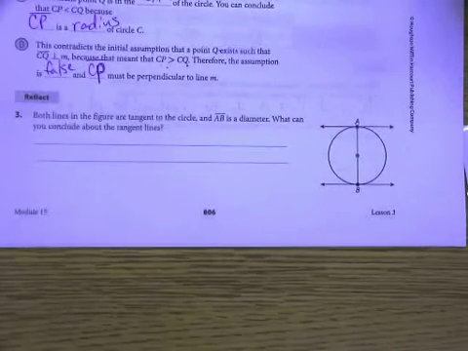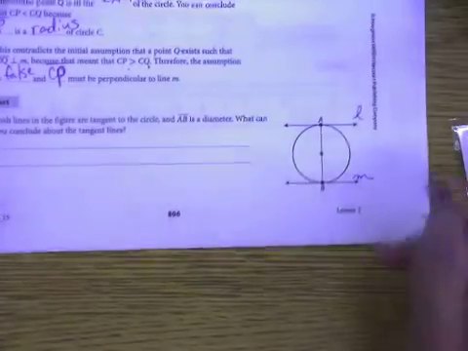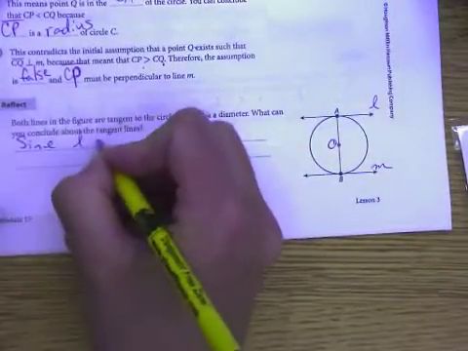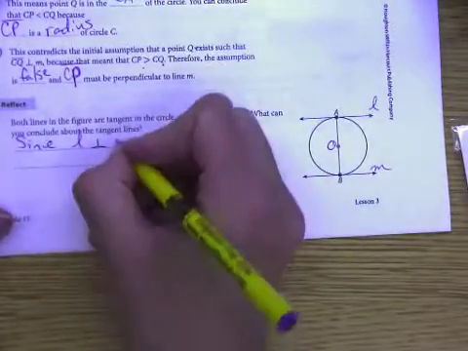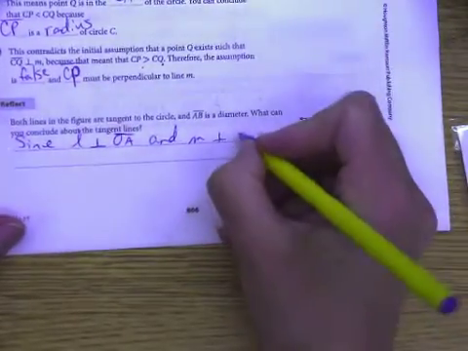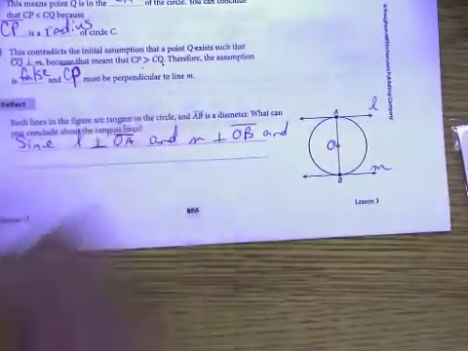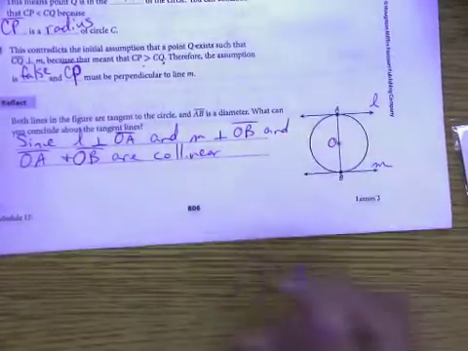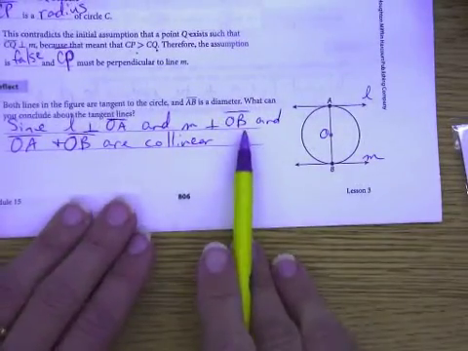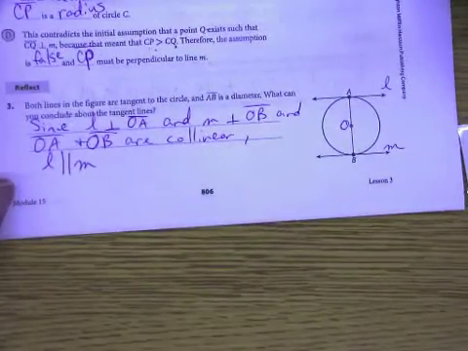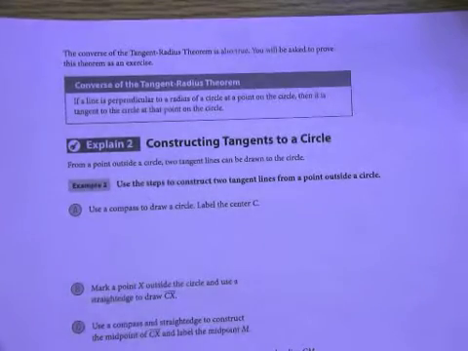In this reflect problem, I have a diameter, AB, and I have these two tangent lines. So what can we conclude about the tangent lines? Well, let's do a little bit of labeling here. Since L would be perpendicular to OA, and M would be perpendicular to OB, and I know OA and OB are collinear, I have two lines perpendicular to the same line. That means L must be parallel to line M.